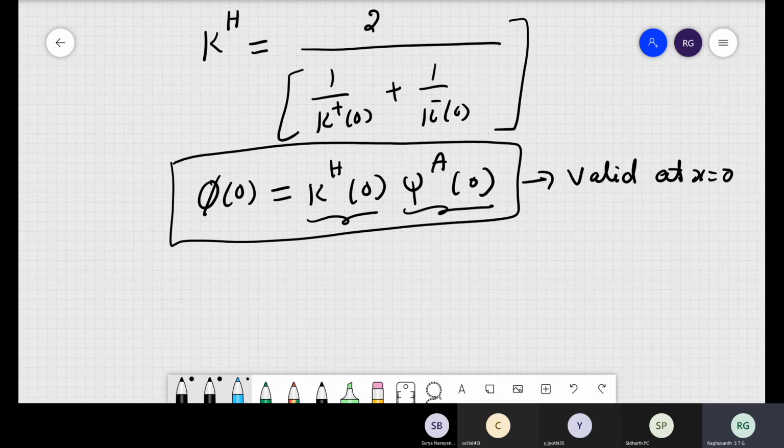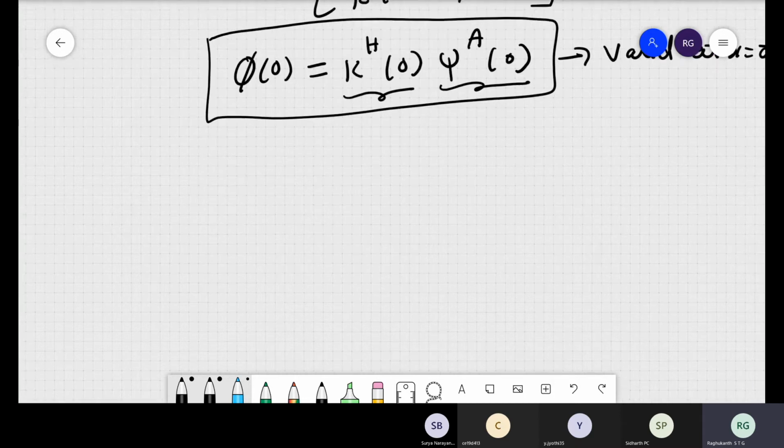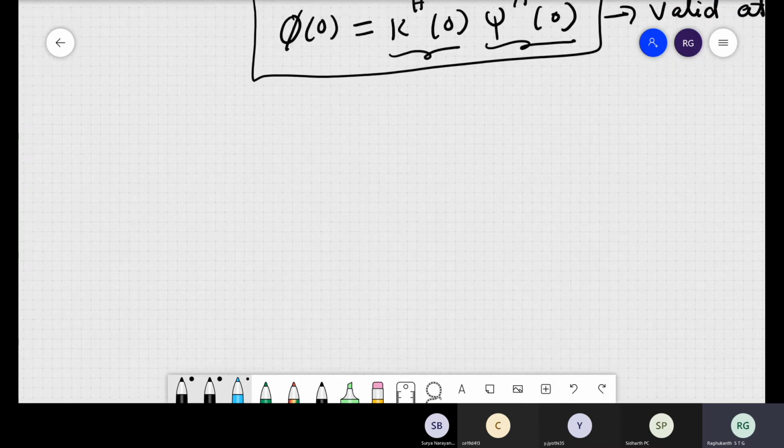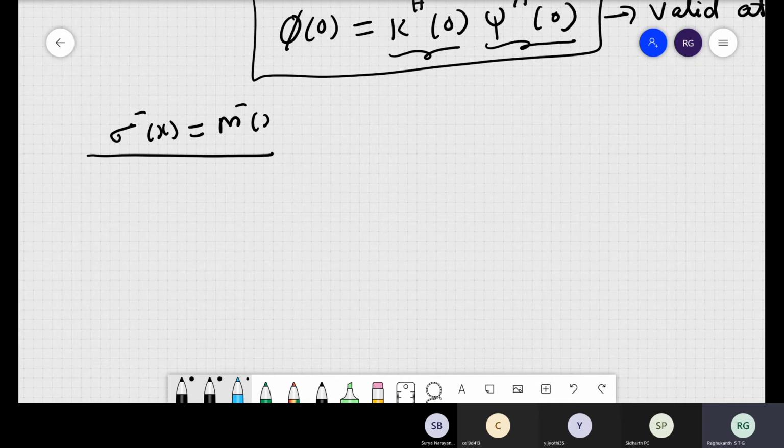Now let us use this analogy for our problem. We have two different materials, with a welded interface. Now in the top one, the stress-strain relation is my relation, m minus of x.